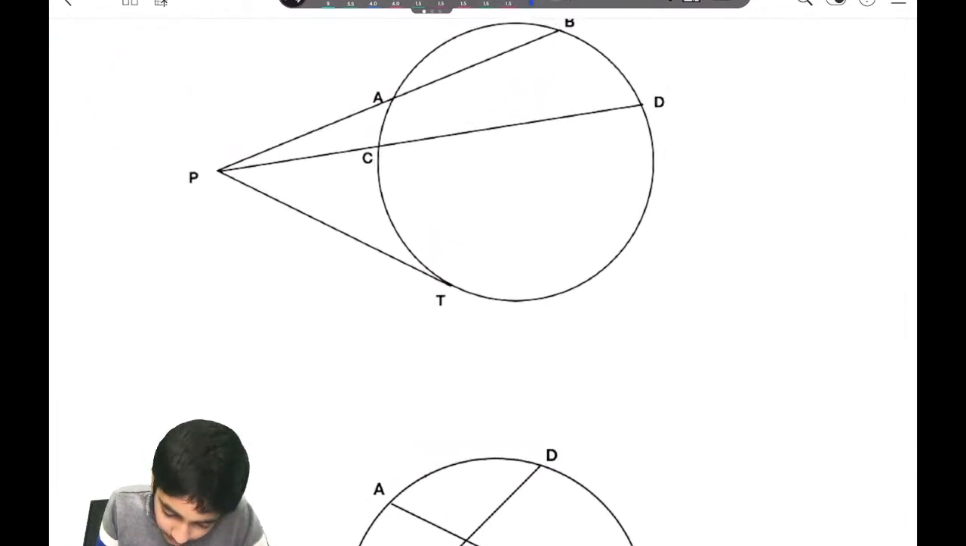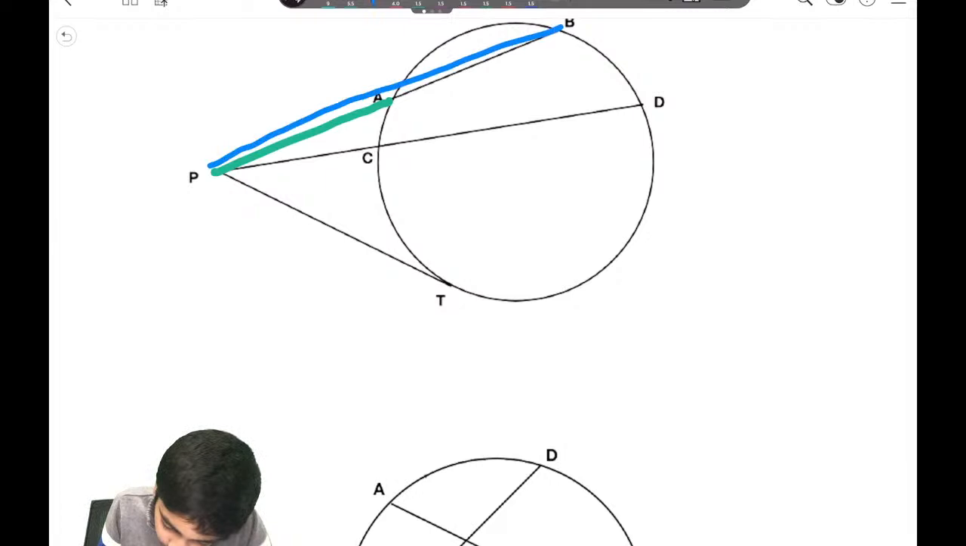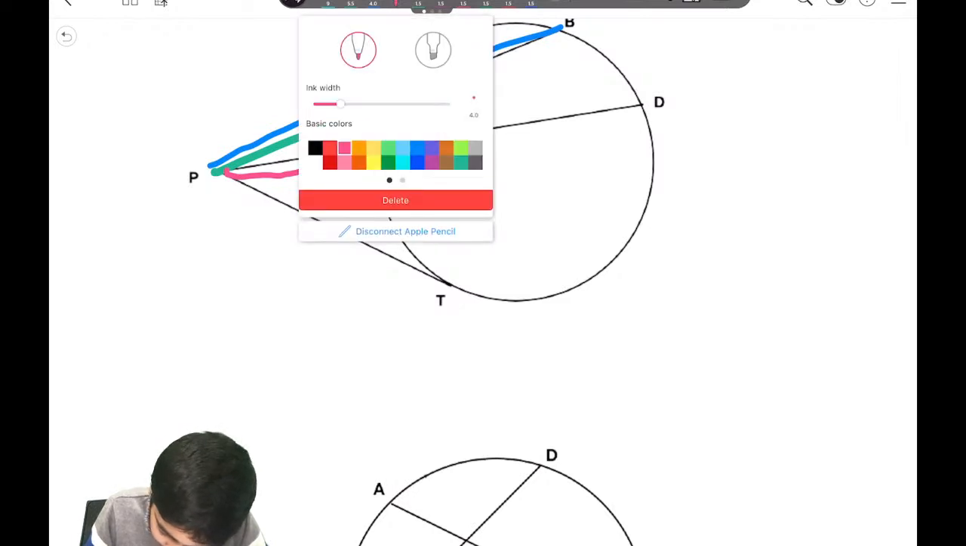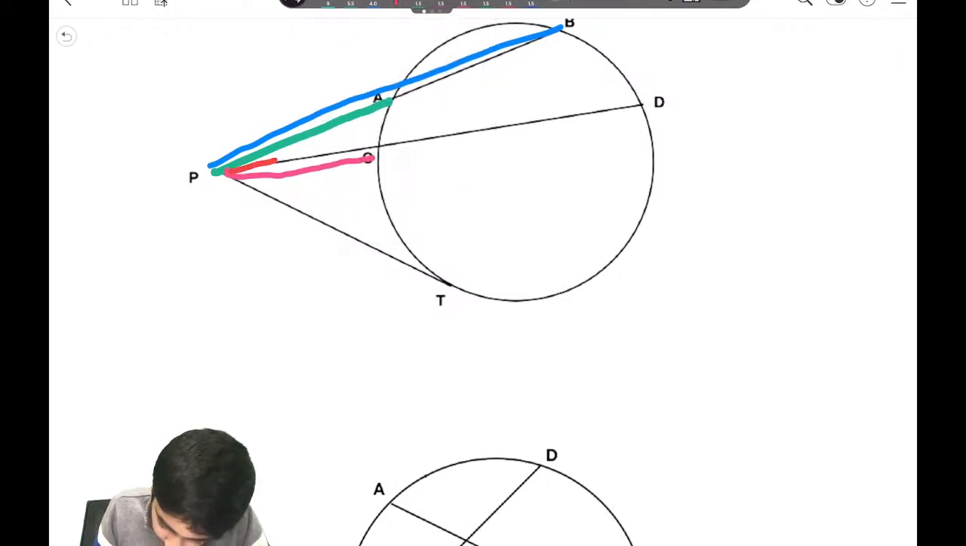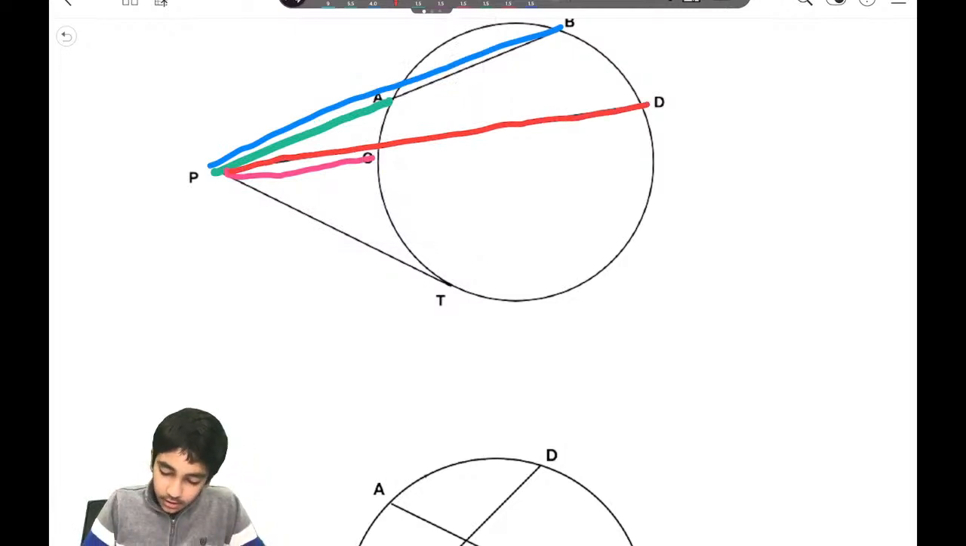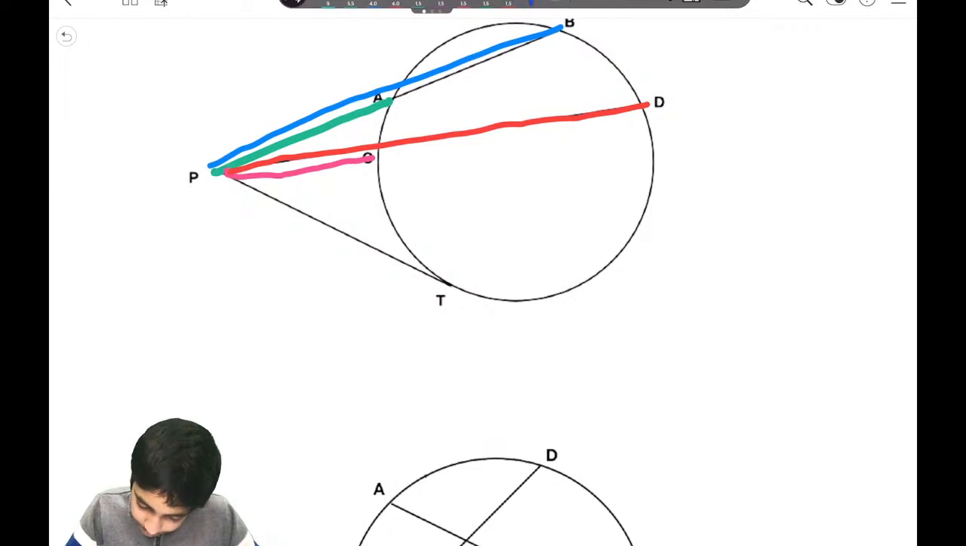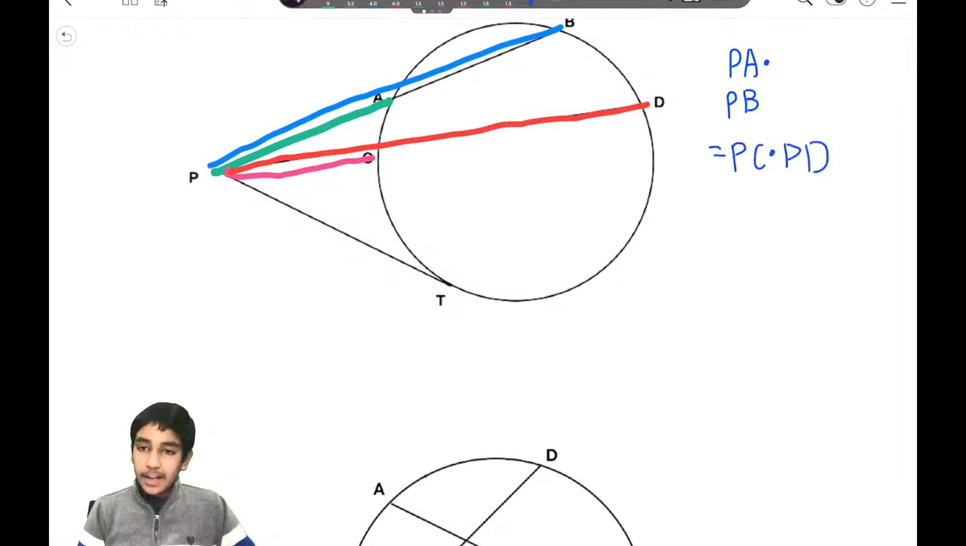Basically, it states that PA times PB is equal to PC times, let's make that red, times the whole segment here, PD. So the product of the green and blue lengths is equal to the product of the red and pink lengths. Basically, PA times PB is equal to PC times PD.